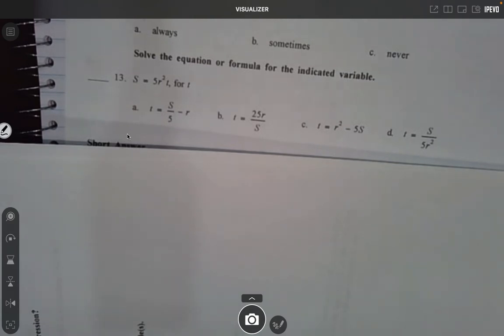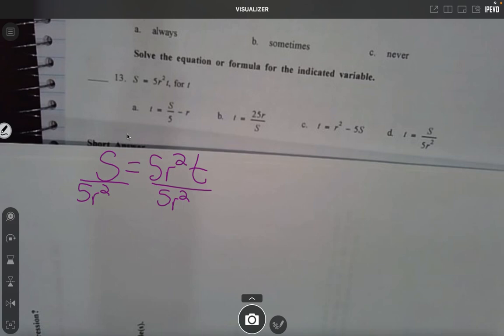All right, boys, listen. On this one, I'm solving for t. I'll write it a little bit bigger. What's over there with the t? It's a 5. 5r squared. 5r squared is being multiplied, so I have to move it to the other side. I must divide by 5r squared on both sides. So what happens? Those cancel out. Is t by itself? It is. And I get s over 5r squared.